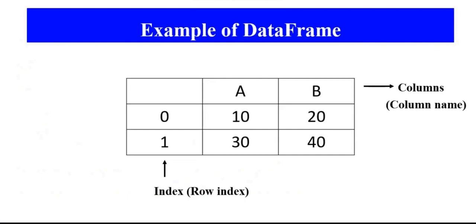यहाँ पर एक टेबुलर फॉर्म का डेटा है जिसमें A and B are the columns and 0 and 1 represents the row index and 10, 20, 30, 40 are the values.